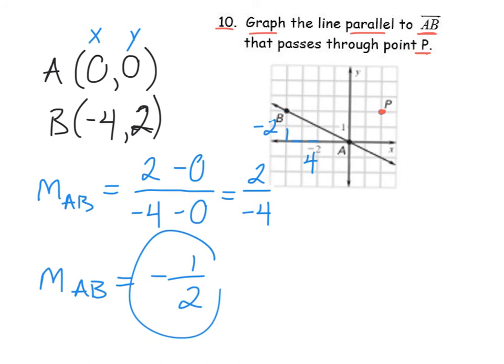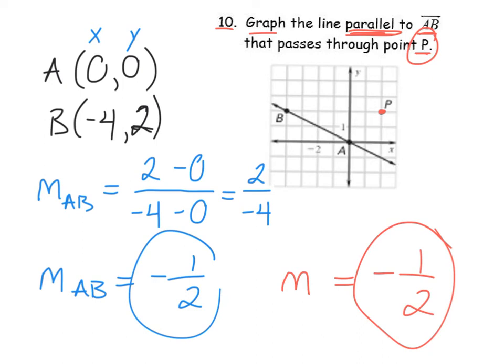So now what they're actually asking me to do is graph a line that's going through point P and is parallel to my original line AB. So if it's going to be parallel, the slope of my new line has to be negative 1 over 2. So we'll go to our graph and we'll use this slope to draw a line from point P. Okay, so from point P, I'm going to go down 1 unit and right 2, because that's what the slope is telling me to do.